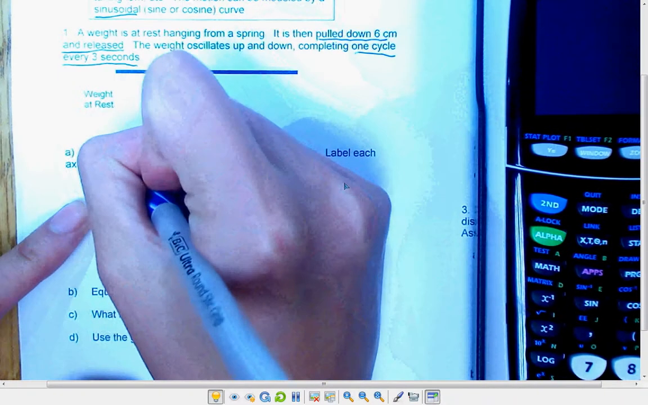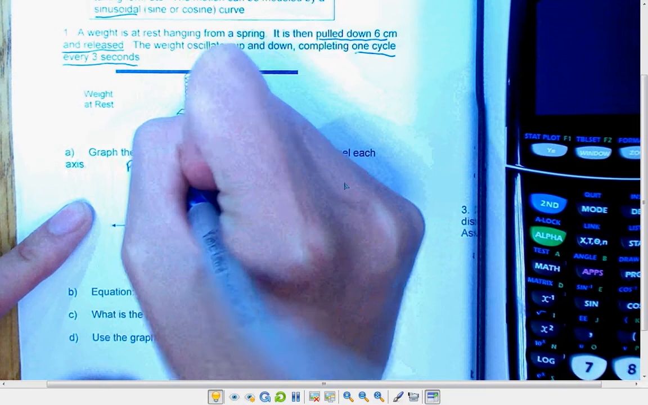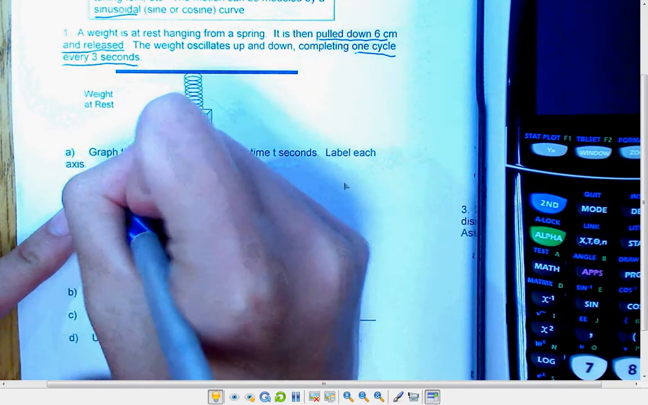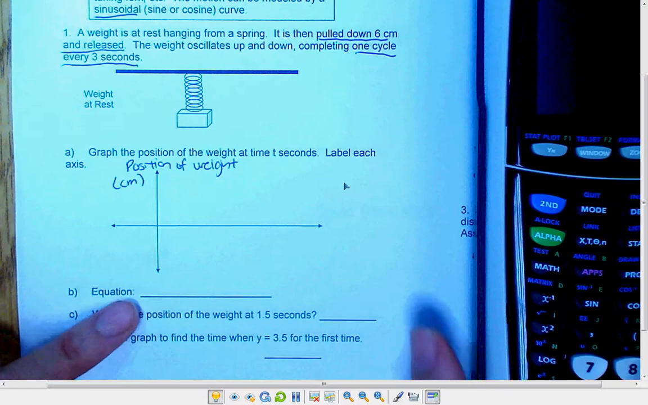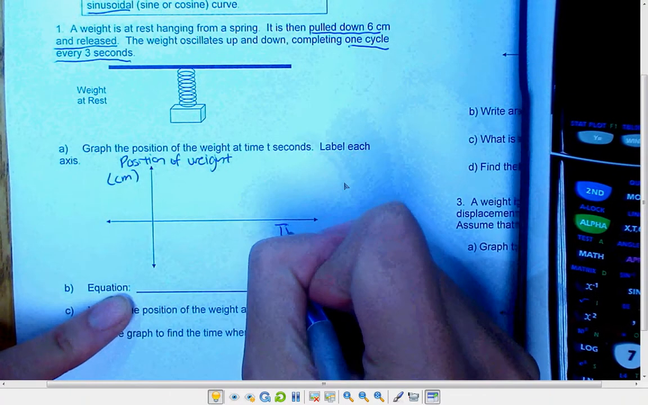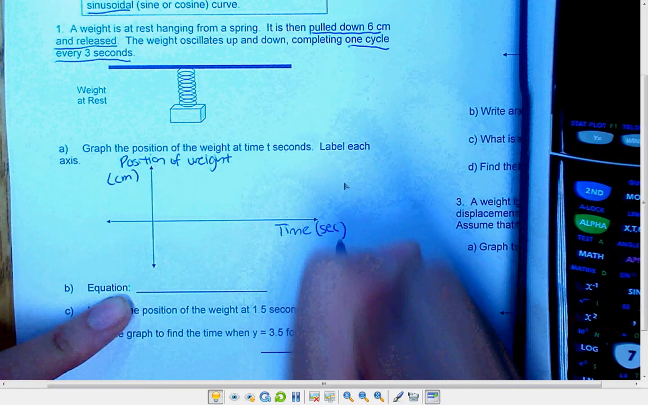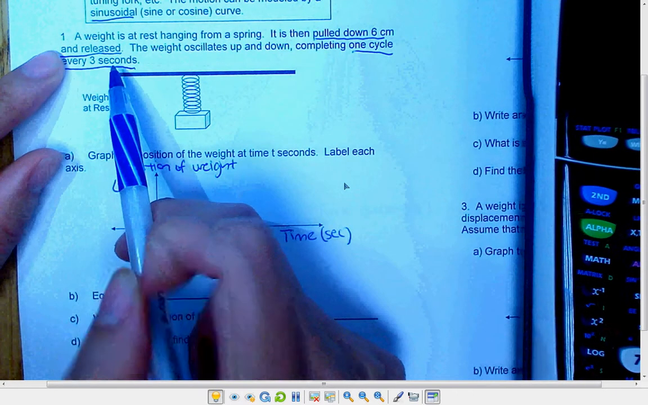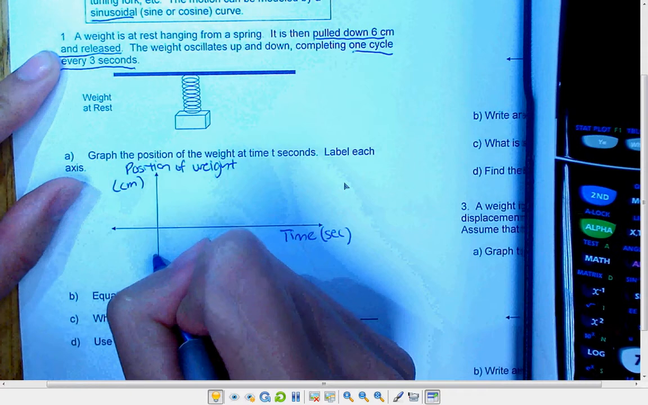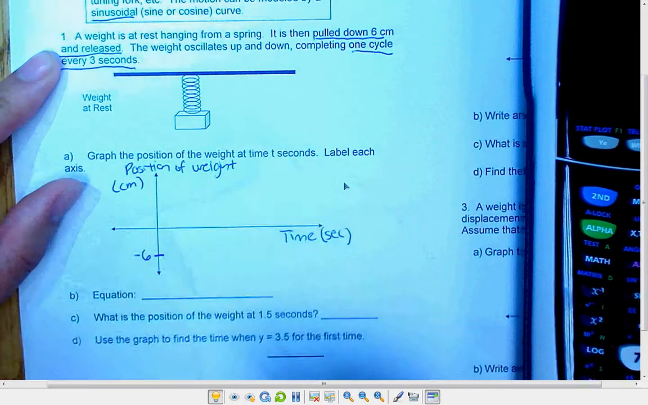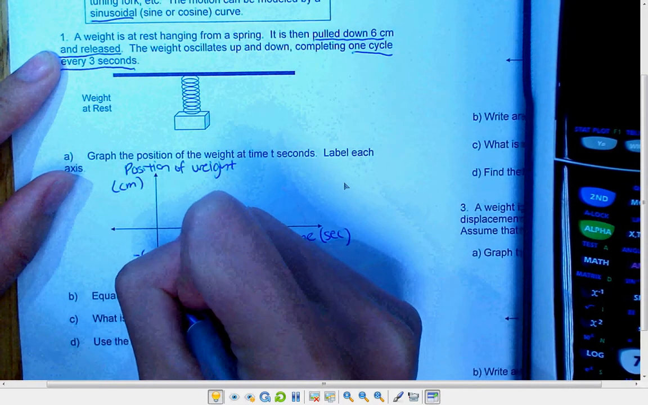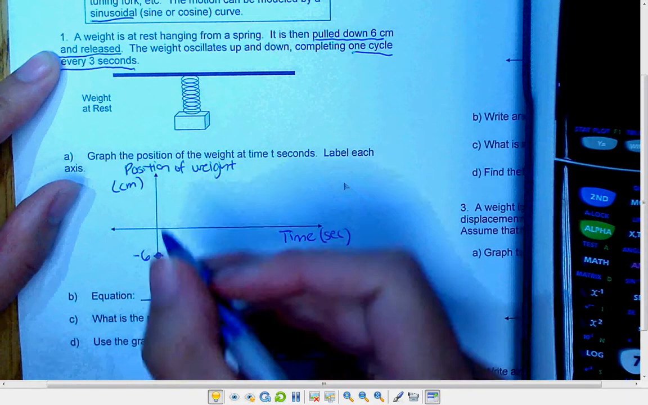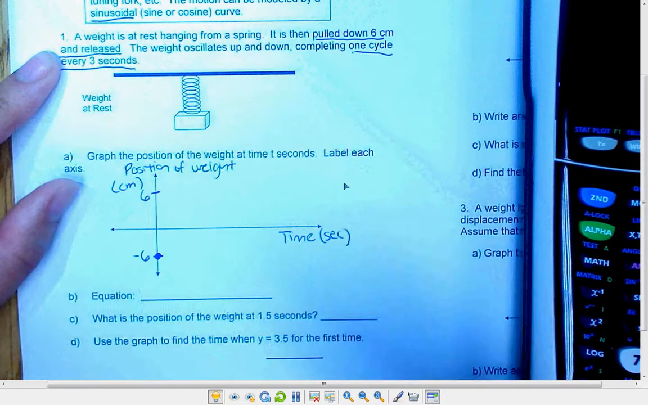Our y-axis is the position of the weight, which, because it is pulled down 6 centimeters, we know is going to be in centimeters. And our x-axis is time, which is going to be in seconds. Because it's pulled down 6 centimeters and released, it's starting 6 centimeters below its resting point. So this is where it's resting, and this is where it starts. If it's pulled down 6 centimeters, that means its highest point is also going to be 6 centimeters.